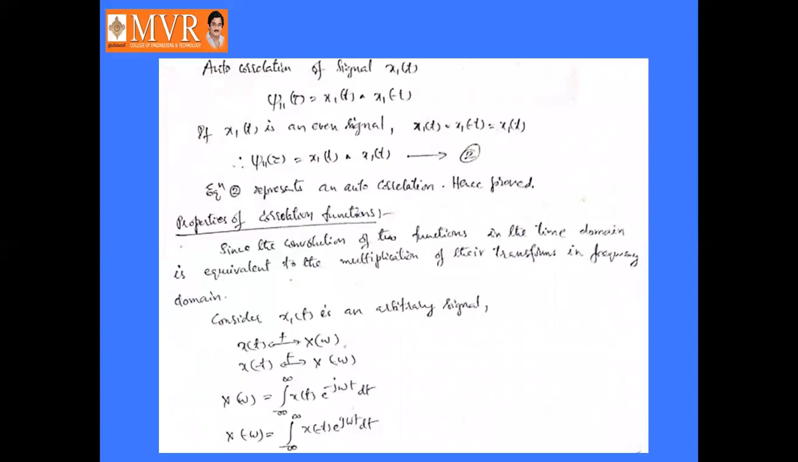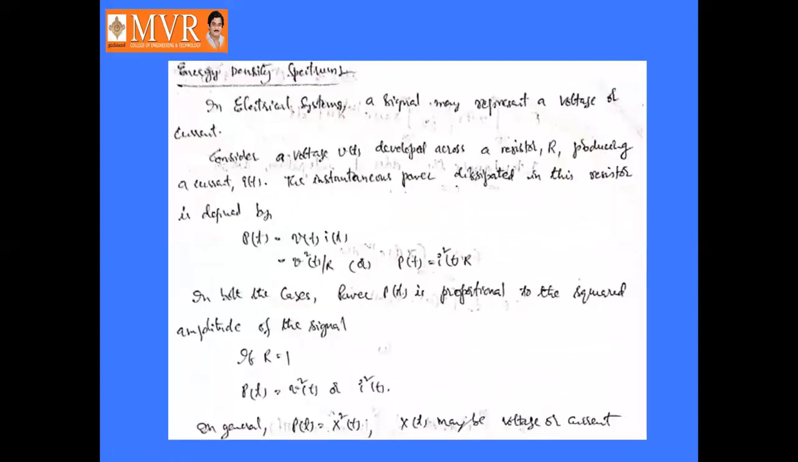properties of correlation functions. Next, coming to the energy density spectrum. We already discussed this in the earlier unit also. For electrical systems, a signal may be represented as a function of voltage or current. Consider a voltage V(t) developed across a resistor R producing a current I(t). The instantaneous power dissipated in this resistor is P(t) equal to V(t) into I(t). Or we can write I(t) as V(t) by R, so V(t) into V(t) by R, that is V²(t) by R.